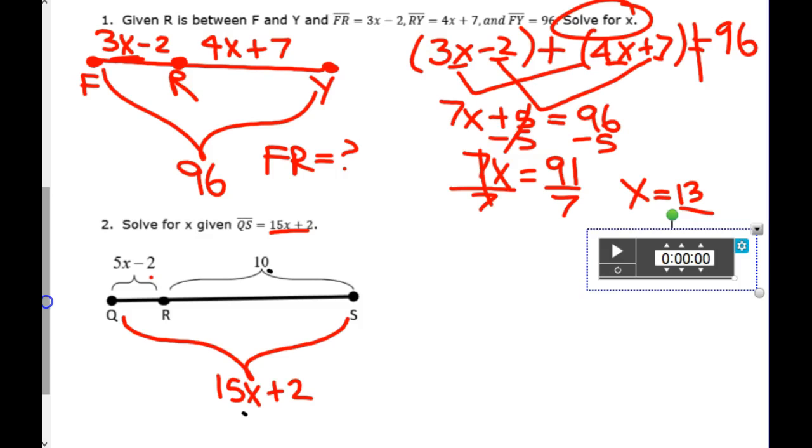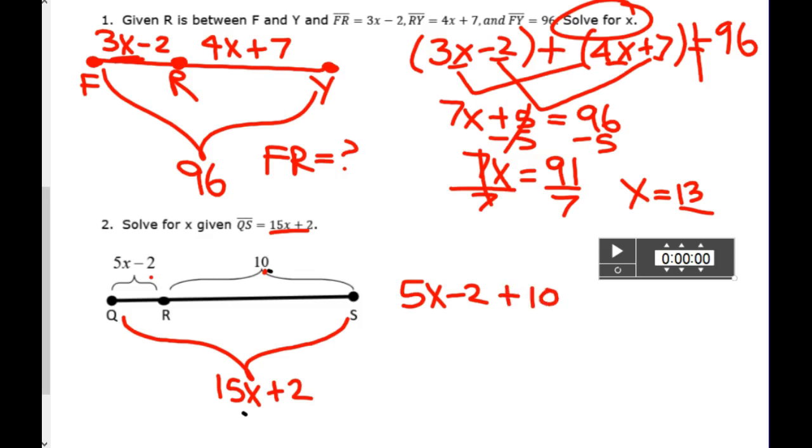Number 2, again, the whole thing we've been learning is part plus part equals whole. So the first part, 5x minus 2, right? Plus, now the other part is actually 10, right? So you have to put 5x minus 2 plus 10 equals, and then the whole thing is down here, 15x plus 2. If you had these switched, it's not going to give you the right answer, okay?